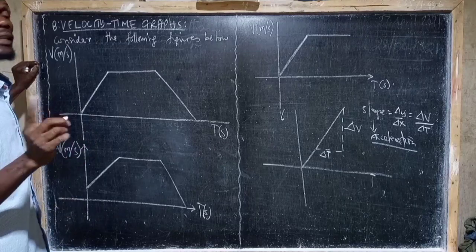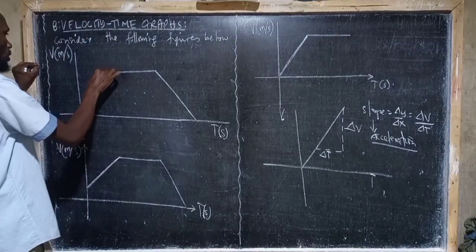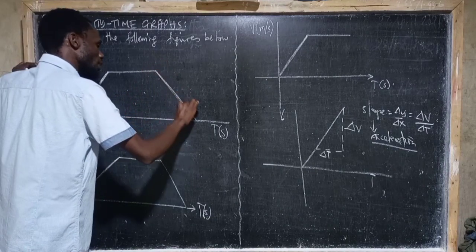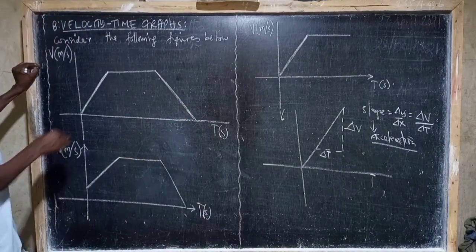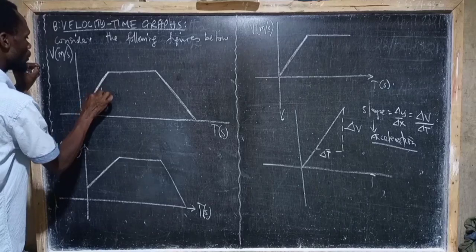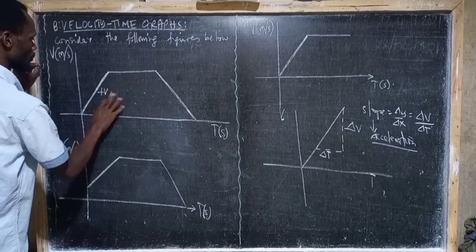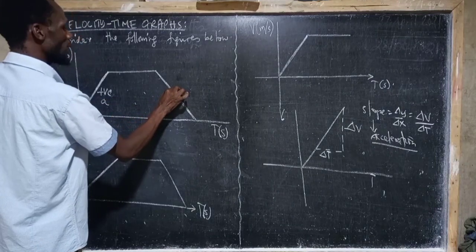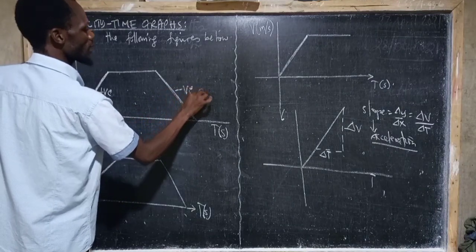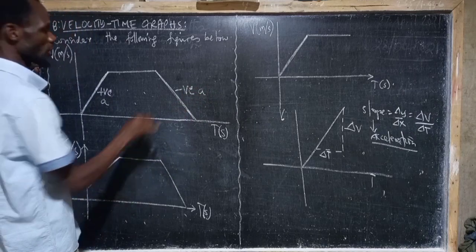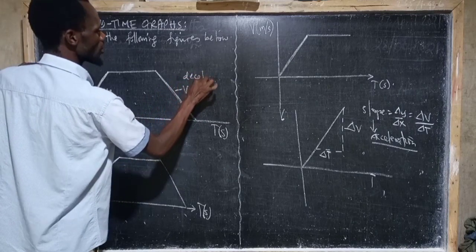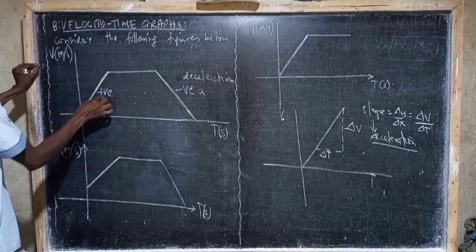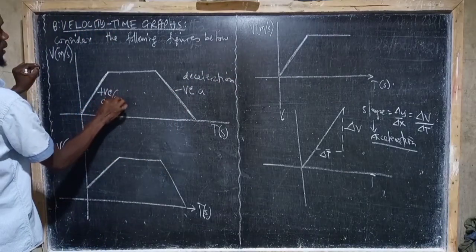That is very important. We will have a positive acceleration and we will have a negative acceleration, which is called deceleration. On this part, we are having positive acceleration. But on this part, we are having negative acceleration. That is deceleration, which is the negative acceleration. And this is what we call acceleration.